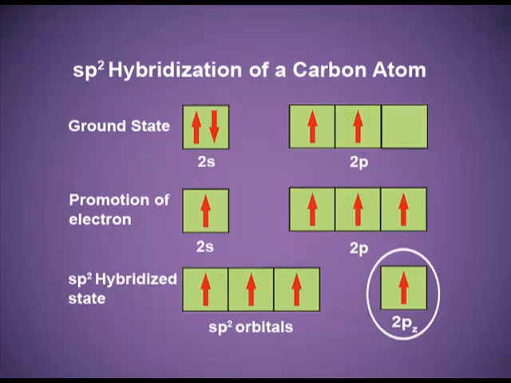Let's see. Promotion of electron. One electron from the 2s orbital jumps to vacant 2p orbital. Now you can see that 2s and 2p orbitals have 1 electron each. There are 4 unpaired electrons now present in the carbon, and this is how the compounds of the carbon are tetravalent. But before carbon combines with the other atom, these 4 orbitals will undergo intermixing, that is hybridization.